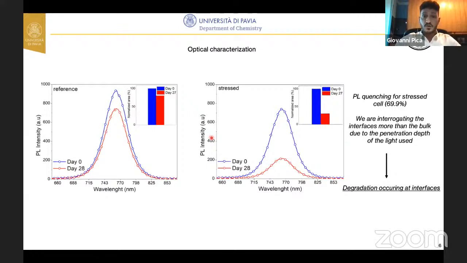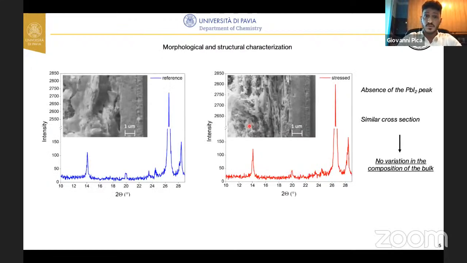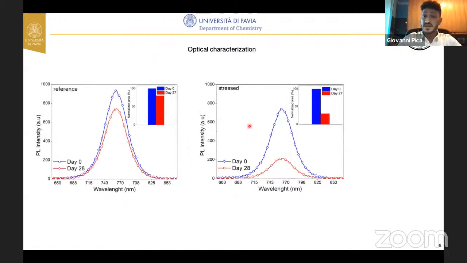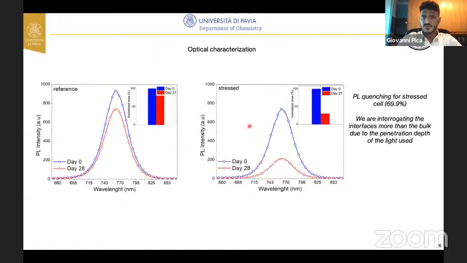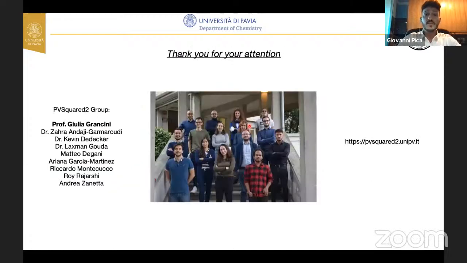So according to this characterization, we can say that degradation occurs at interfaces, and this is in line with the previous morphological and structural characterization, with our fitting procedure that we developed, and with the experimental data of the decrease of the PCE. And this is all from my side.